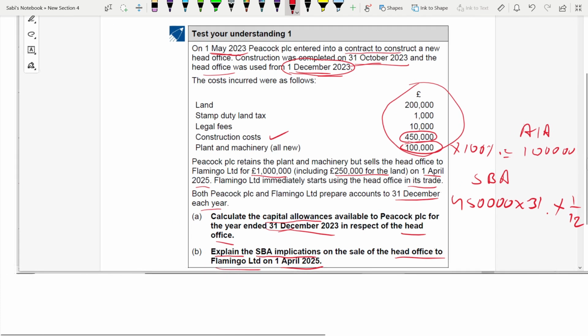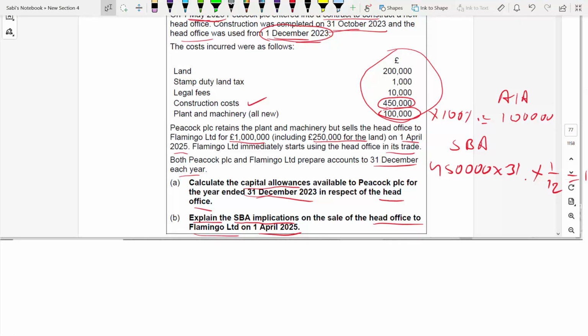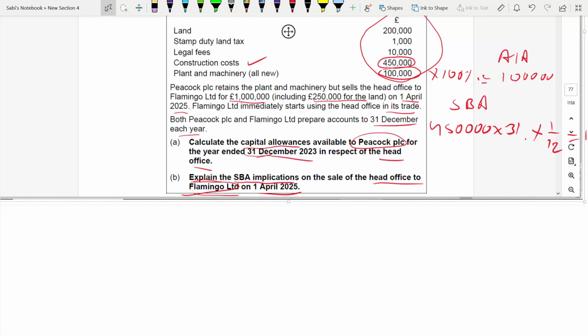Now, part B, explaining the implications. When we are explaining the implications, remember it is affecting two people. One is Peacock, one is Flamingo, the buyer and the seller. So you have to explain the implications to both. So first let's start with the seller. When we are selling the head office, who is the seller? Peacock. In this case, Peacock is the seller. Peacock PLC. Impact on the seller.